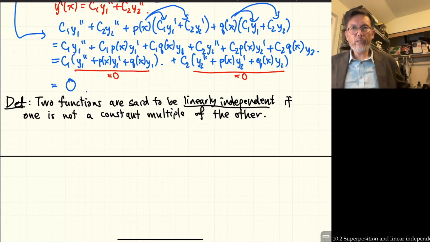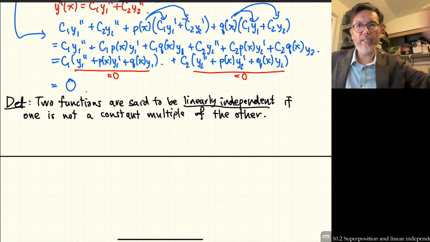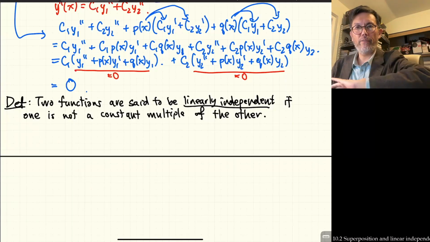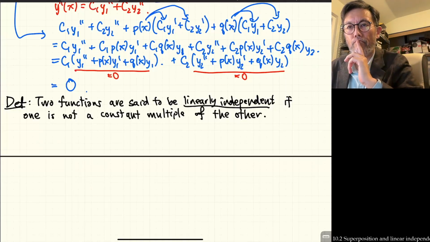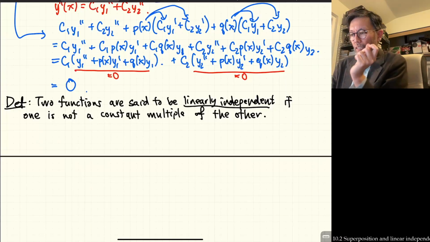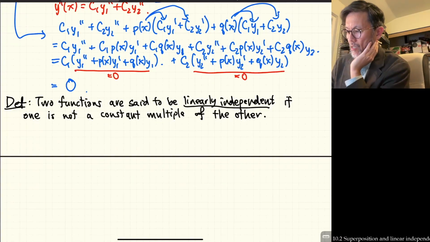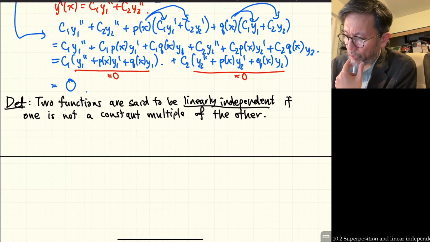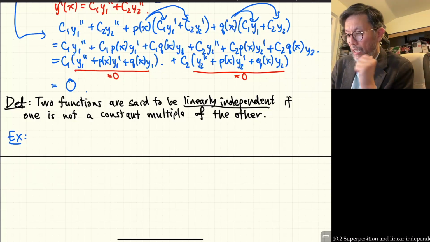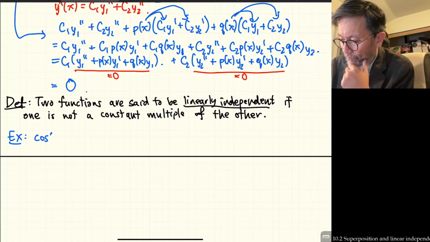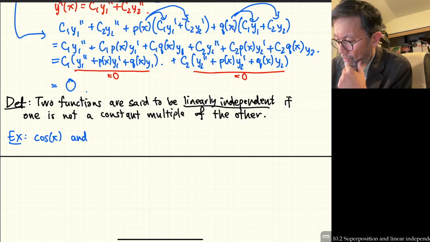Okay, linearly independent: if one is not a constant multiple of the other. So, if that is the case, let me look at some examples here. Cosine of x and sine of x are linearly independent.